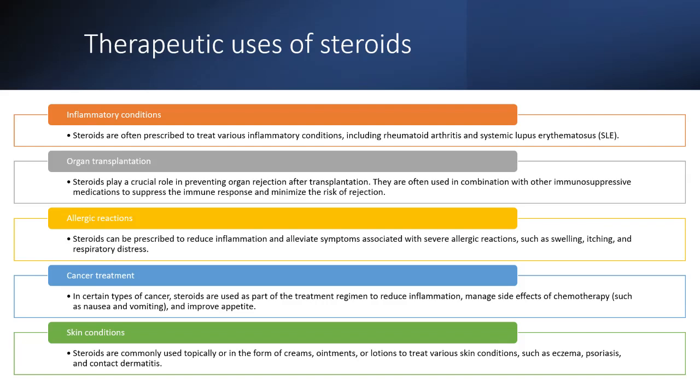Steroids are commonly used topically to treat a variety of skin conditions, including eczema, psoriasis, and contact dermatitis. Available in forms such as creams, ointments, and lotions, topical steroids reduce inflammation, itching, and redness associated with these dermatological conditions. Their ability to quickly alleviate symptoms makes them a staple in dermatologic treatment.